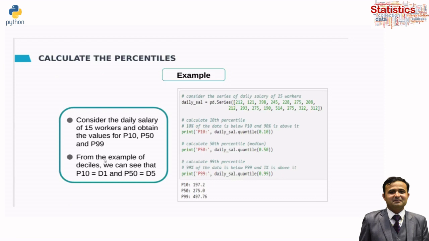So how can we calculate the percentile? It is similar. Consider the daily salary of 15 workers and obtain the value for P10, P50, and P99. From the example of deciles, we can see that P10 equals D1, and P50 equals D5. So it depends on us if we want to quantile the data 10%, 50%, 99%, 5%. So it depends on us. The function is the same, that means quantile, and we can say percentile.